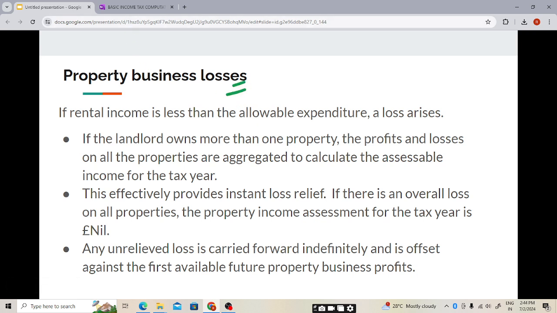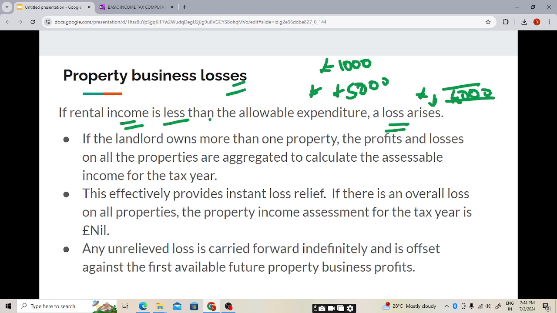Now we will be learning property losses. What does this topic say? Now I have property 1, property 2, property 3, and in any one of them I make a loss. What I told you at the start is that you must combine all the property income and then show it in your income tax calculation. If rental income is less than the allowed expenditure, a loss arises. Say your rental income is only 100,000 and your allowed expense is 105,000, you will get a loss of 5,000. This line means your rental income is less but your allowed expenditure is more.